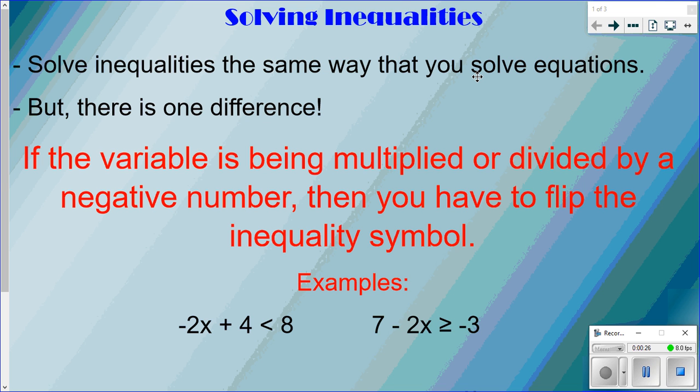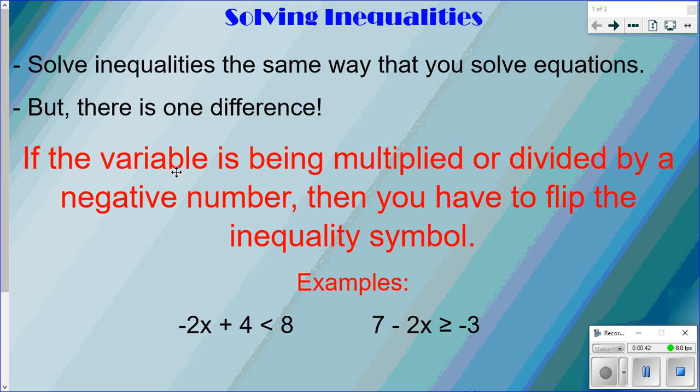All right, so solving inequalities is basically the same thing as solving equations. So all the things you learned in solving equations, you're also going to use in solving inequalities. So you're going to use opposite operations to get the variable by itself. But there is one important difference. And here is that one important difference.